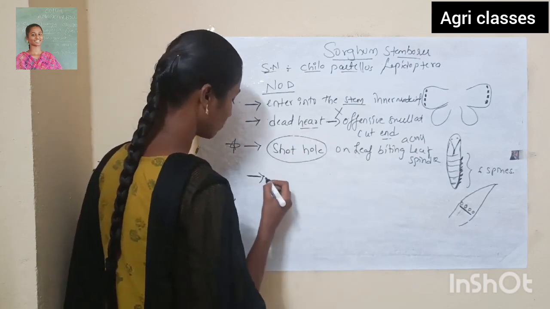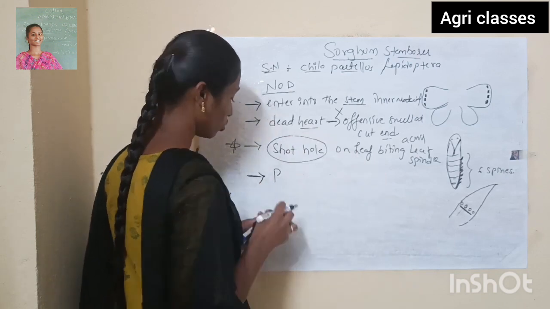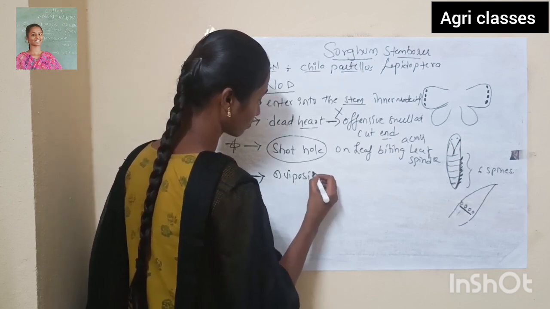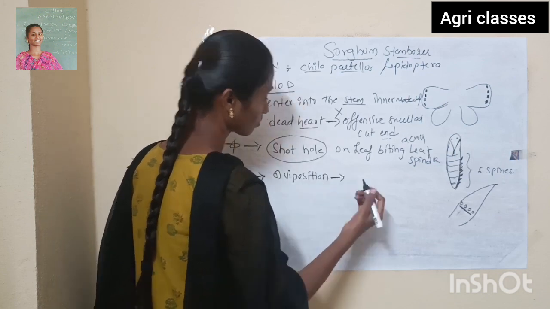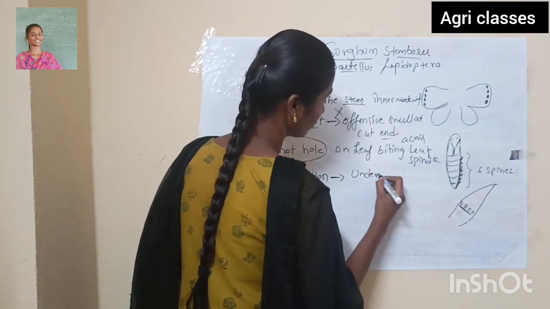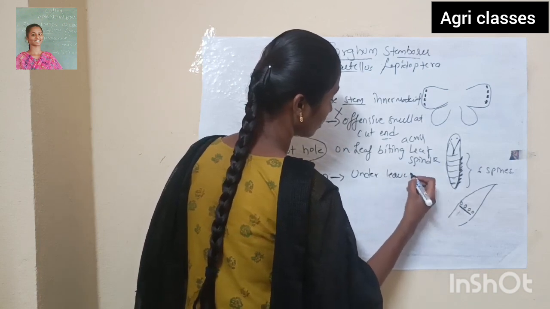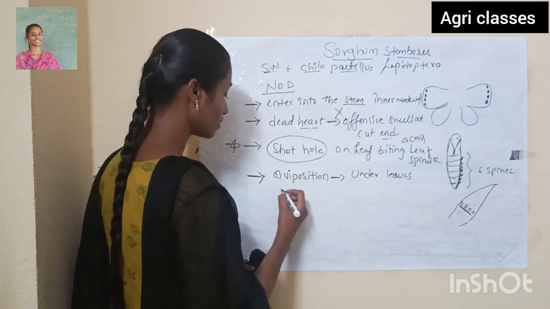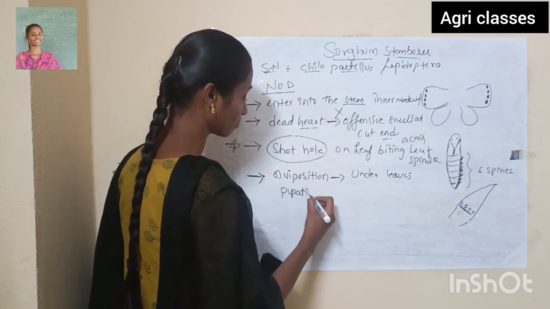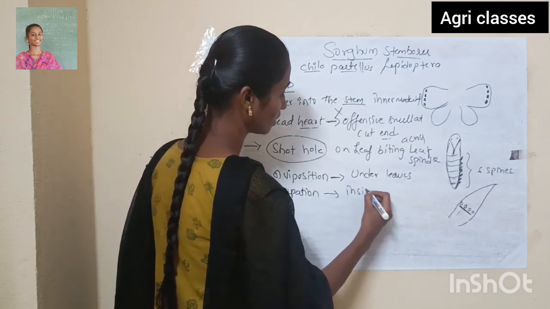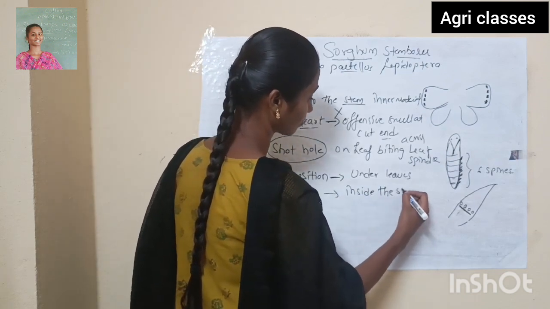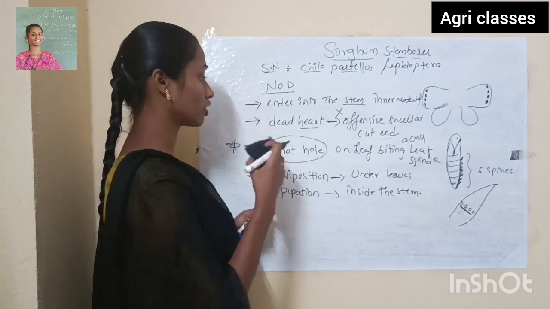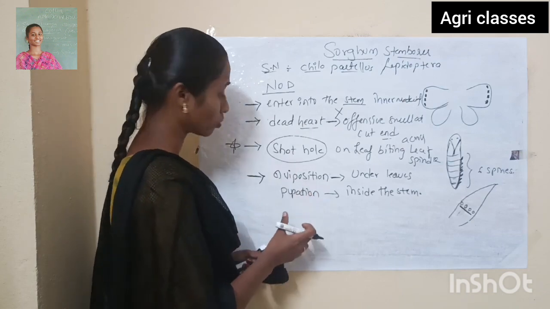And then the oviposition site: under the leaves. They lay 300 to 350 eggs under the leaves in groups, and pupation is inside the stem. Okay, so this is about the nature of damage, symptoms of damage, and their oviposition and pupation.